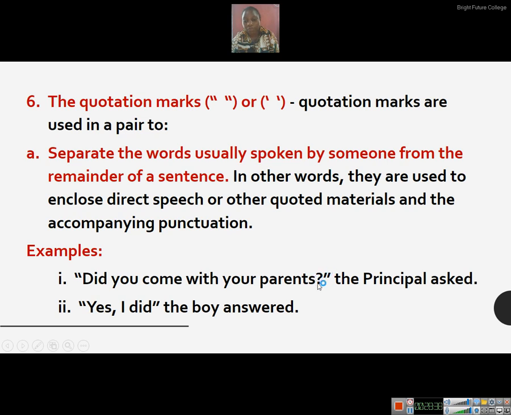And then you have a question mark before you now close the quotation. So you started with this and you should end with this. Don't start with this and then go on to end with just a single one. Make sure you start with this and then you end with it.